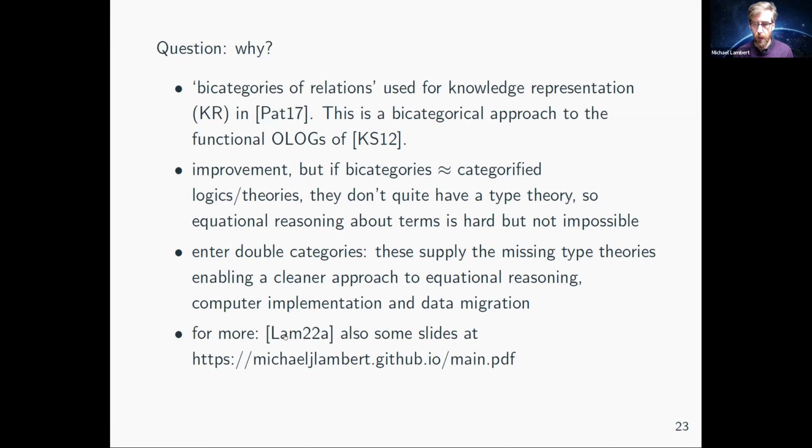This is the paper on double categories of relations. Oh, no, sorry, that's not the paper. That's a blog post on using Cartesian double categories for knowledge representation. And there are also some slides there as well.